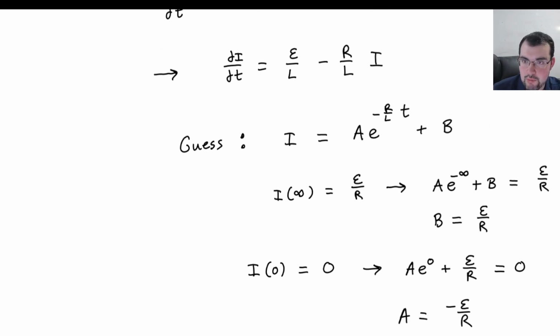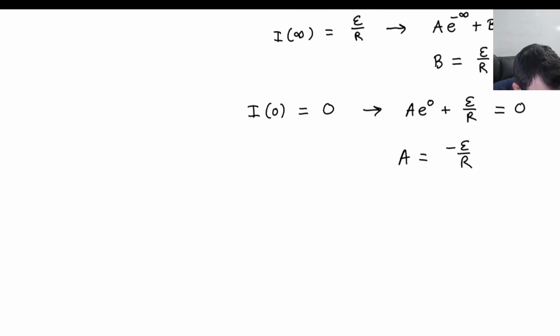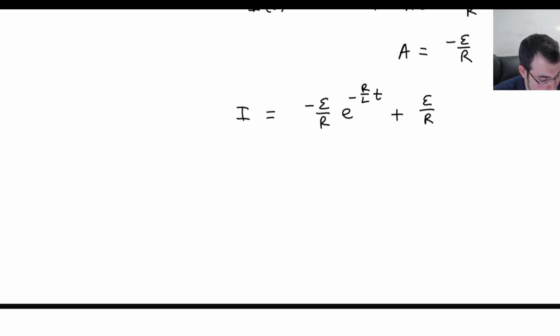After that, we've worked out our guess, so we can say that I is going to be negative epsilon over R, that was our value of A, times the exponential, and then our value of B was epsilon over R. So we can rearrange, and we get our exponential approach function.